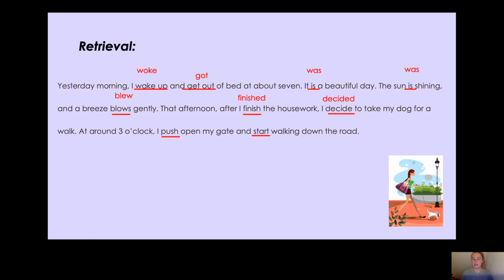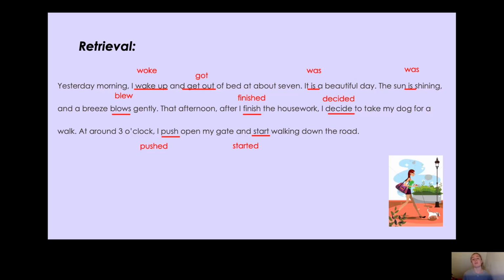Now, the last two verbs, push and start, are both regular verbs. So therefore, what do we need to do to them to make them the past tense? At around 3 o'clock, I push open my gate and start walking down the road. Yes, that's right. I just need to add the suffix ed to each of them. So I pushed open my gate and started walking down the road. Fantastic. Well done if you got those right.